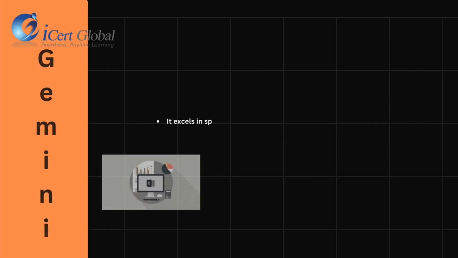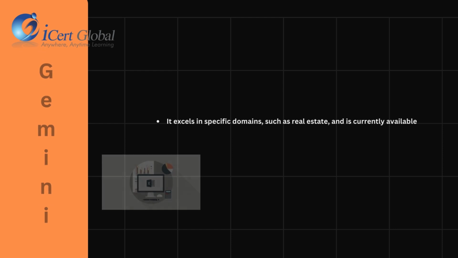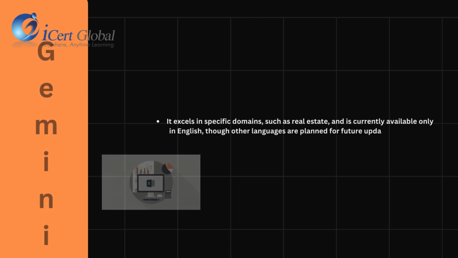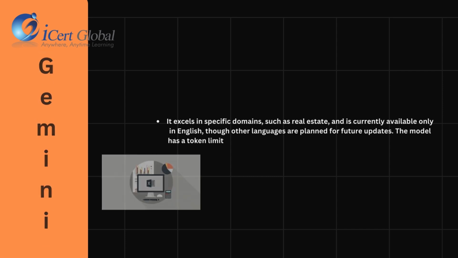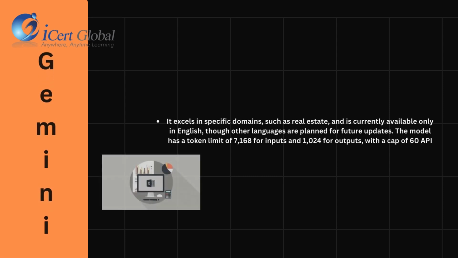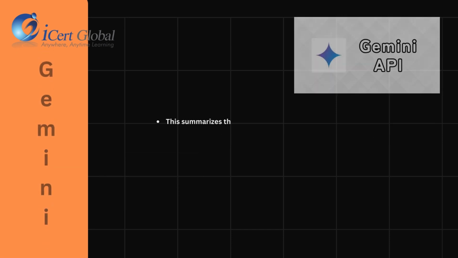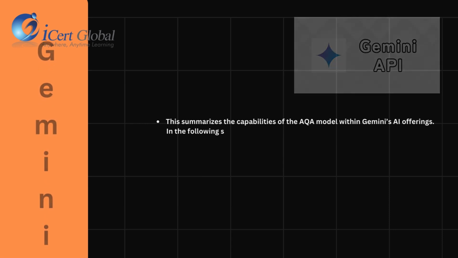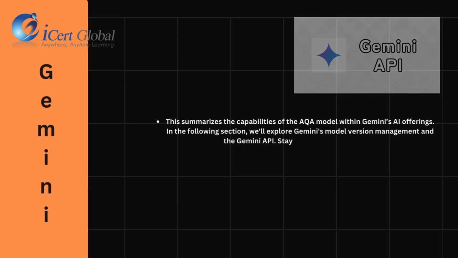It excels in specific domains, such as real estate, and is currently available only in English, though other languages are planned for future updates. The model has a token limit of 7,168 for inputs and 1,024 for outputs, with a cap of 60 API requests per minute. This summarizes the capabilities of the AQA model within Gemini's AI offerings. In the following section, we'll explore Gemini's model version management and the Gemini API. Stay with us for more details.